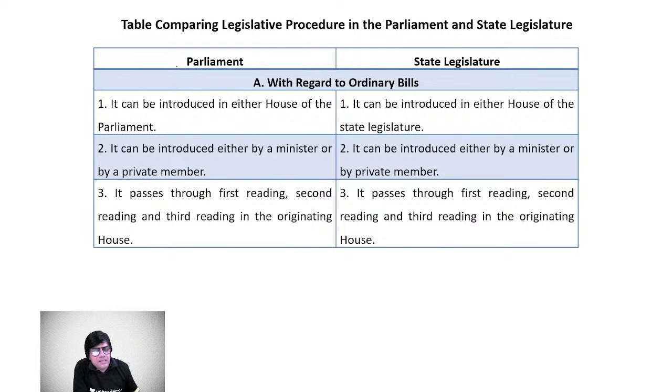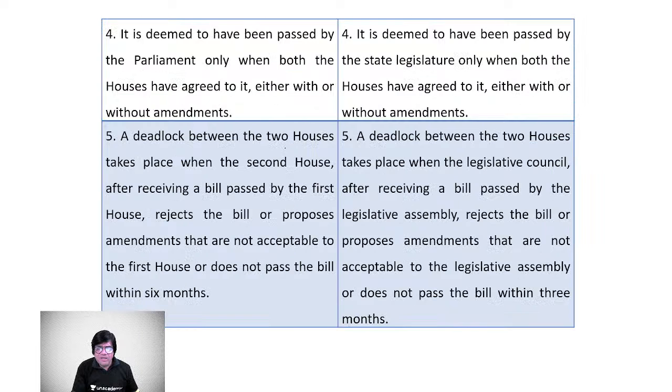Now, if we see this table comparing legislative procedure in Parliament and the state legislature, largely as regards the ordinary bill, if there is a conflict between the two houses, there is a provision in Parliament for a joint sitting, but there is no such provision in the case of the state legislature. Other than that, largely the procedures are more or less the same. I will not go into finer details of this, but as you can make out, it is more or less the same.